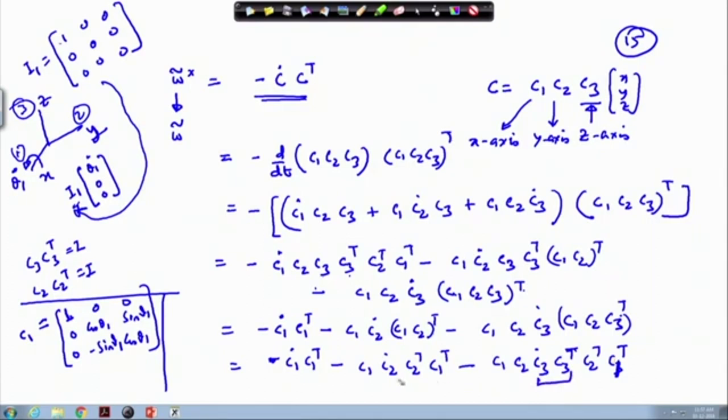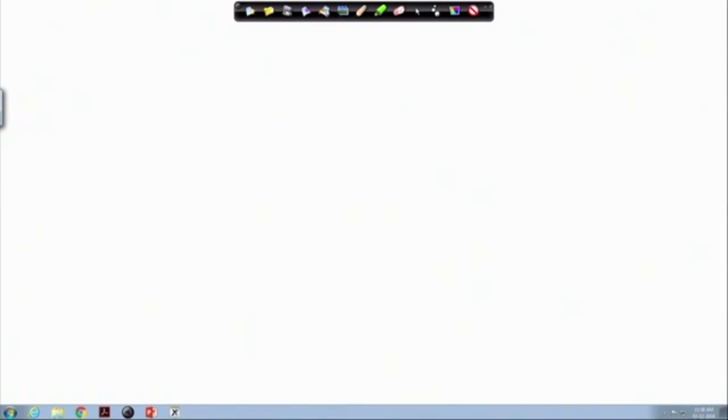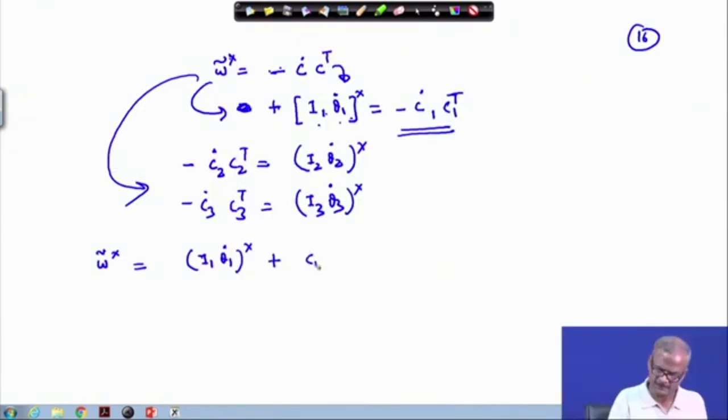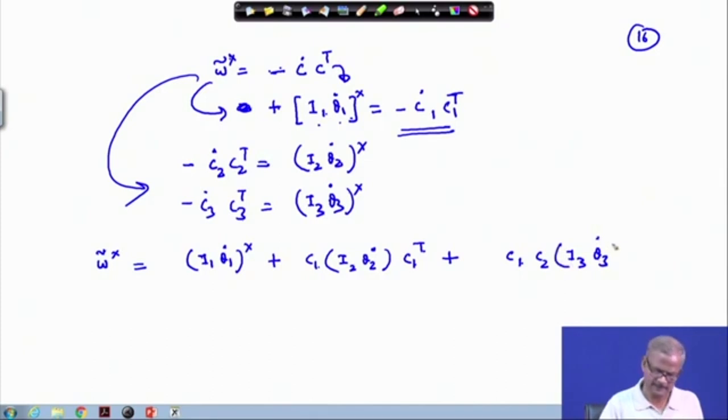So, these quantities we are going to replace. So, C 1 and C 1 here, and in between we have this quantity. So, the minus sign will be absorbed with this. So, we get here plus C 1 times I 2 times theta 2 dot times C 1 transpose. Then the next term we have C 1 times C 2 times, similarly C 3 and C 3 dot, with the minus sign we will absorb here. This will be written like this.